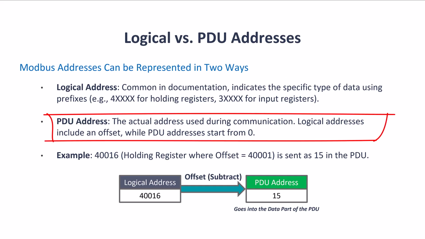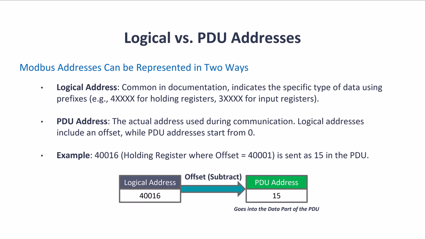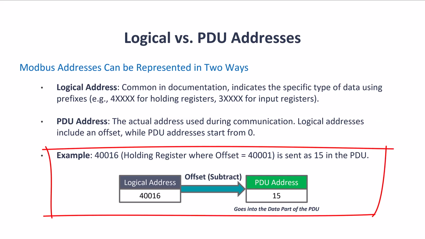PDU addresses, however, are what actually gets sent during communication over the Modbus network. The prefix isn't part of the transmitted address. Instead, the PDU address is derived from the logical address by subtracting an offset, with the PDU addresses starting from 0. For instance, the logical address 40,016 is represented as 15 in the PDU, calculated by subtracting the offset of 40,001.